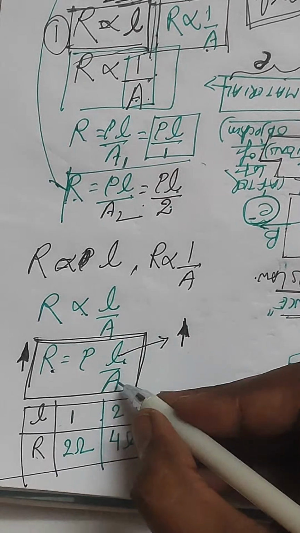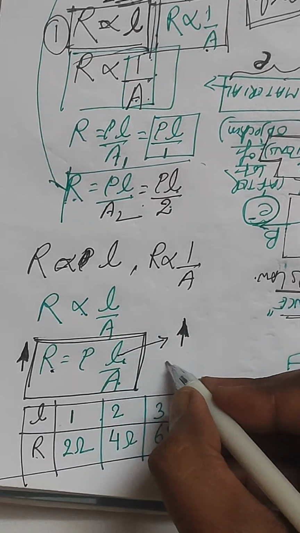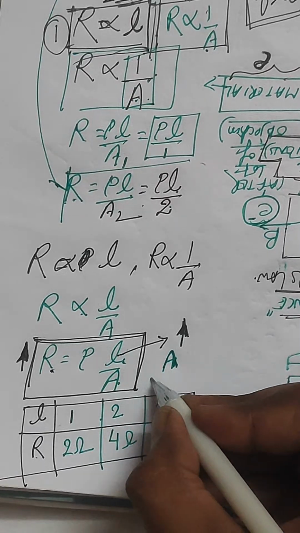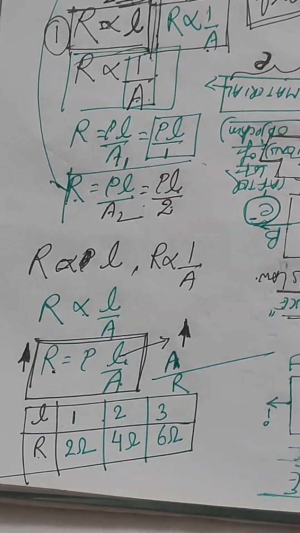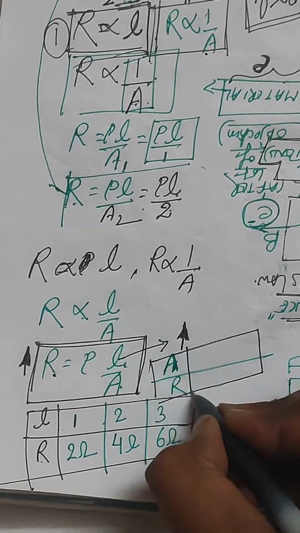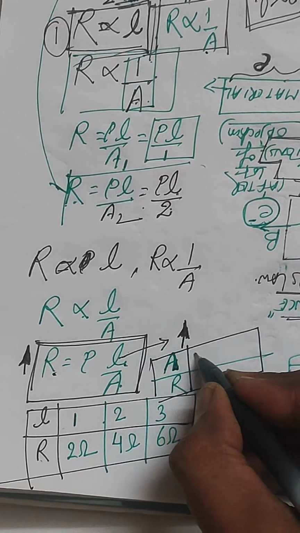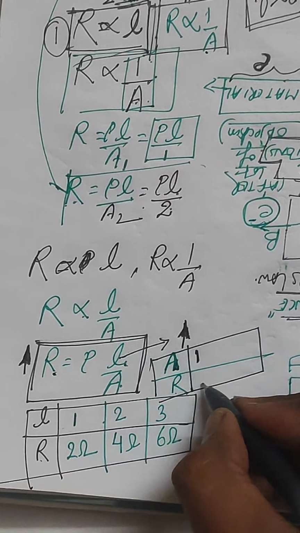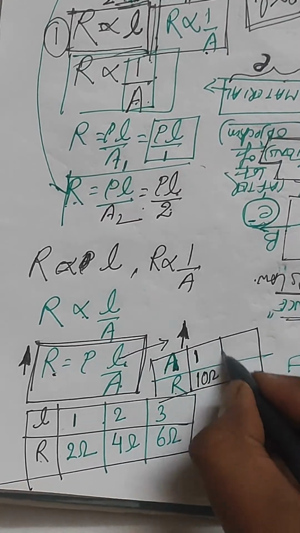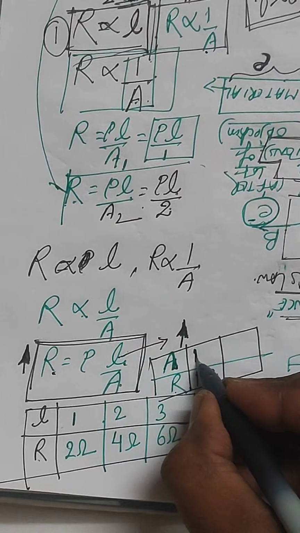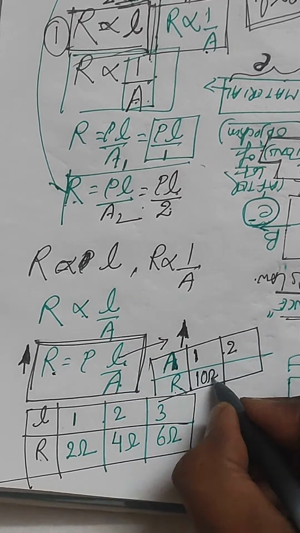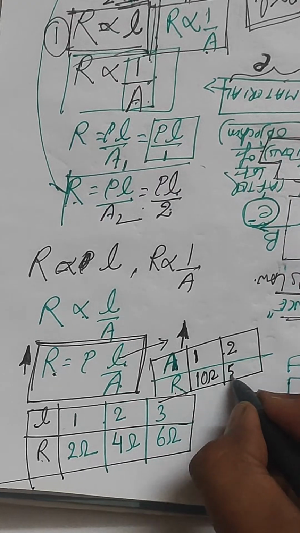Similarly, when we plot with A, the area of cross section of any item or material, against resistance, what values of resistance do you get? When the area of cross section is, let's say, 1, then the resistance can be 10 ohm, right? When the area of the cross section is doubled, so it's 2, then the resistance will be halved, so it will be 5 ohm.